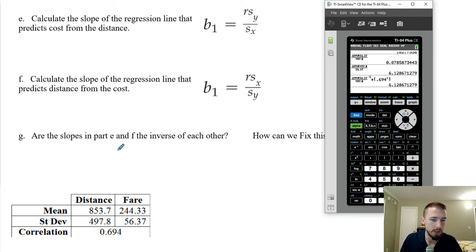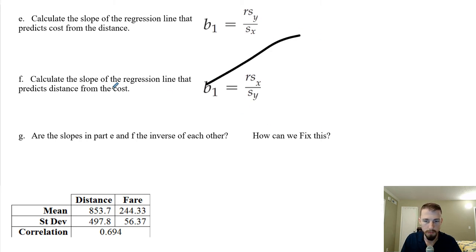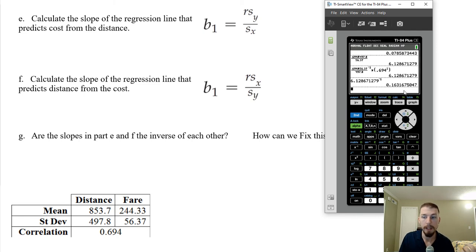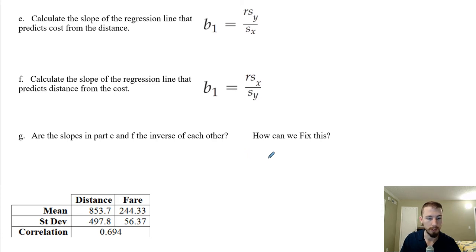All right, so are the slopes in part E and F the inverses of each other? No, because if we just did the inverses of each other, I guess I could show you that. So just the inverse of this one. So the inverse of that one is not the same. Yep, that is not the same as that. But if I multiply it by the correlation coefficient squared, then it would be, because that's how we fix it. We fix it by multiplying it by the correlation coefficient squared, because that moves the correlation from the bottom back to the numerator where it belongs.